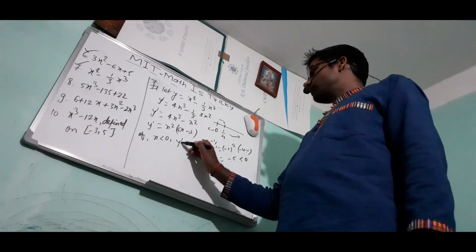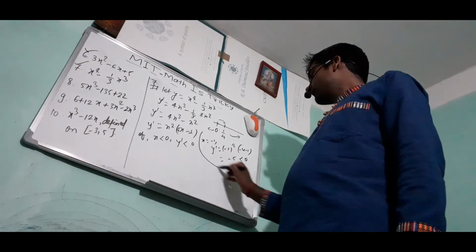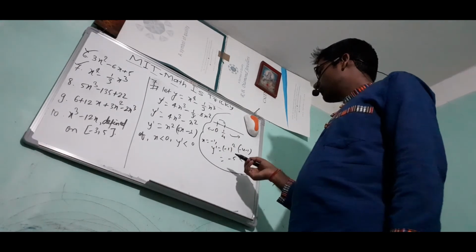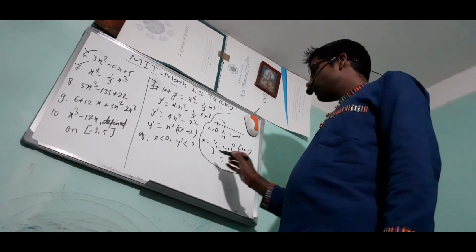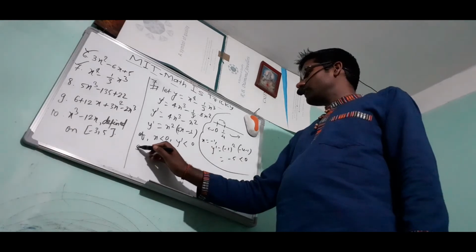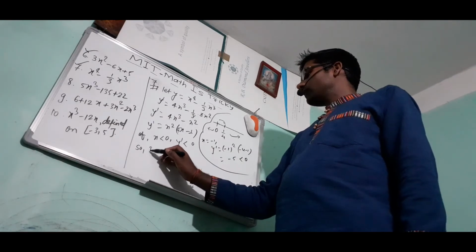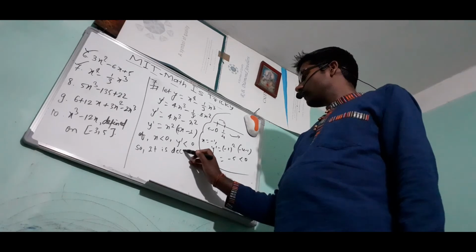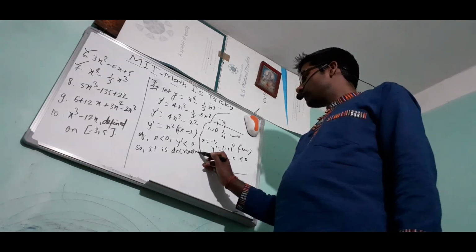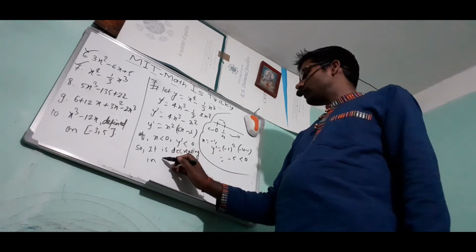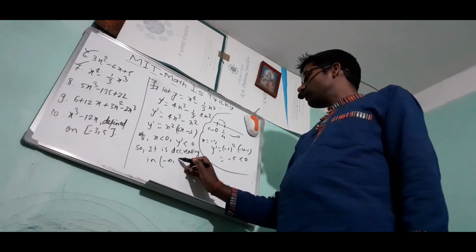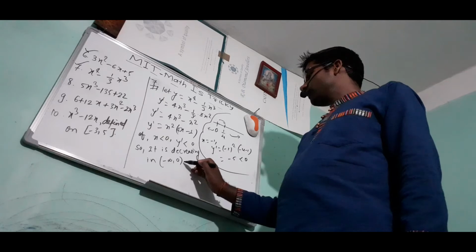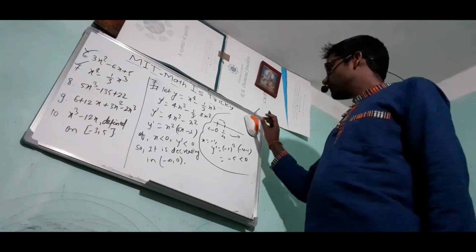So that means the first derivative will be less than 0. All this can be done in our mind if possible. So we can write it is decreasing in the interval minus infinity to 0.